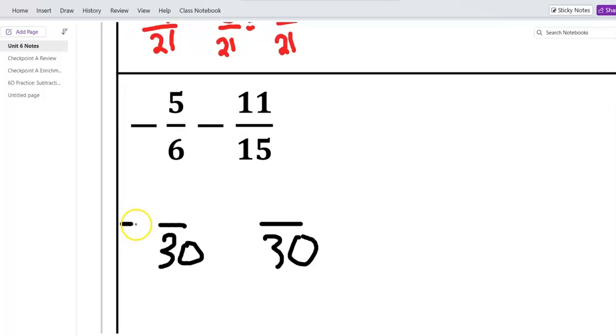So we're going to go ahead and add in the rest of this problem. So we would have to multiply 6 by 5 to make it become 30. So we'd have to also multiply the top by 5. Whatever you do to one, you always do to the other. So 5 times 5, 25. To make 15 become 30, we'd multiply it by 2. And so we got to multiply this numerator by 2 as well, which will get us 22.